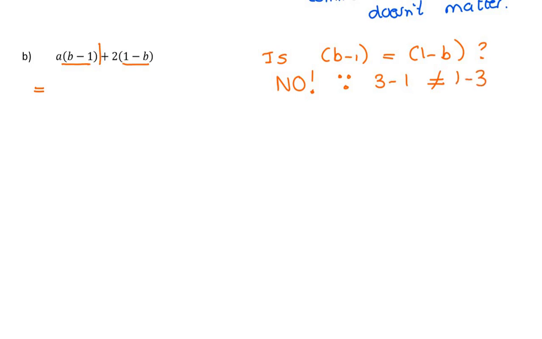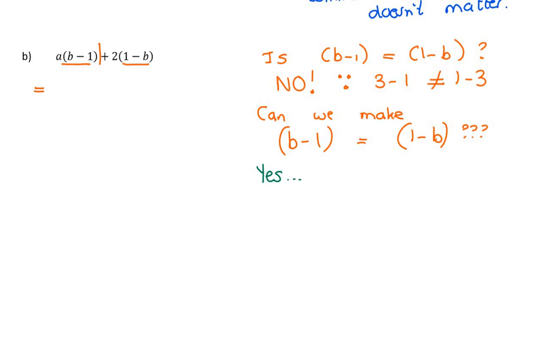So the question is then, can we make b − 1 somehow equal to some version of 1 − b? Can we make them equal to the same bracket in some way? And here the answer is yes. This is called the switcheroo. So the answer is yes, and we call this the switcheroo for short.